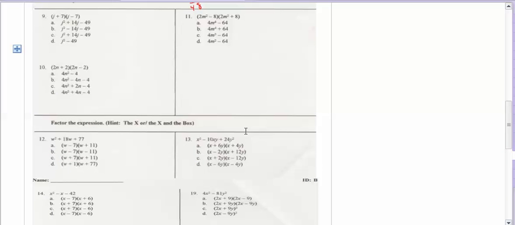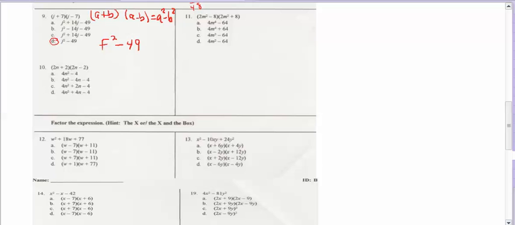Okay, so number 9. It looks to me like this could be a difference of squares. This looks like a plus b, a minus b is equal to a squared minus b squared. There's my a, there's my b. So if I remember the quick way of doing this, all I have to do is say, okay, I'm going to square the first term, which is f squared, square the last term, which is 49, 7 times 7 is 49, put my negative between it, and I'm all done. So it's letter D.